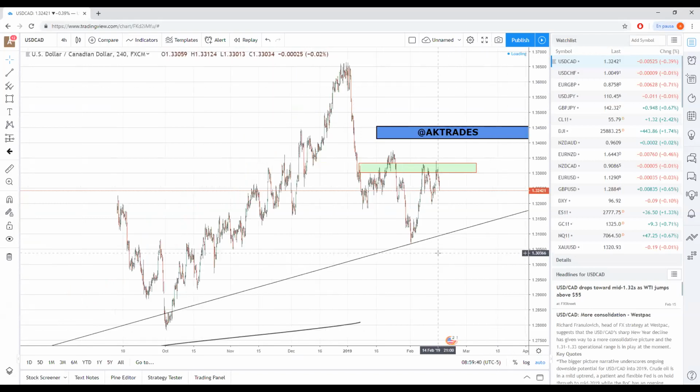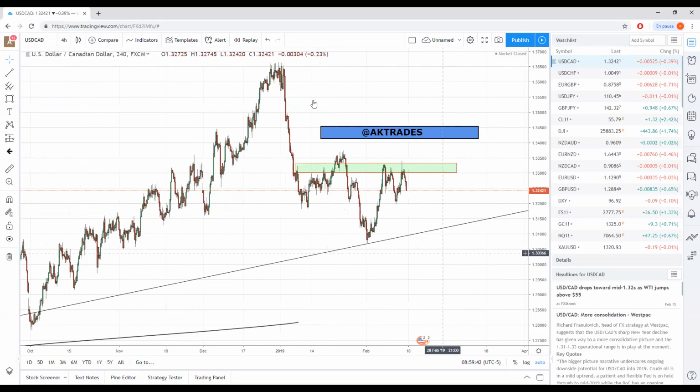In this chart of the US dollar Canadian dollar, we're seeing this big drop in the pair, and now we're seeing how the price has pulled back to a previous zone, but we see some rejection in areas lower than the pullback before. So we're seeing lower highs, and even lower, higher lows. So our bias is bearish for this trade.